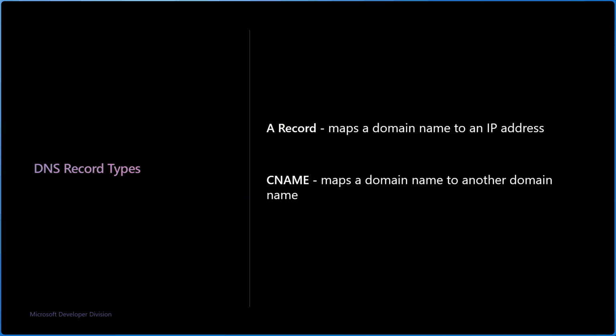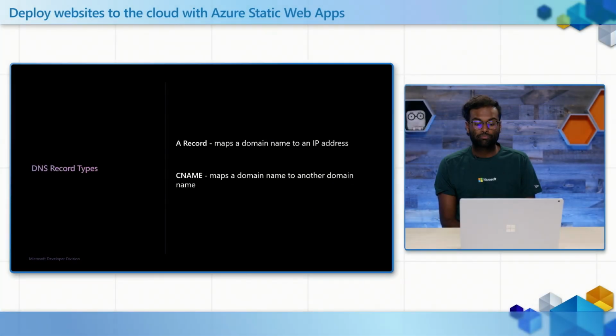A CNAME record is a DNS record that maps a domain name to another domain name. For example, if you want to point your www.yourdomain.com to yourdomain.com, you would create a CNAME record for www.yourdomain.com with the value yourdomain.com. A CNAME record allows you to use the same IP address for multiple subdomains without having to update each one individually.